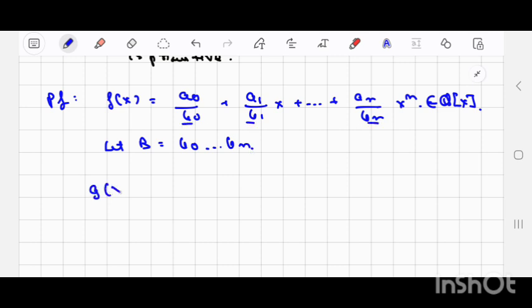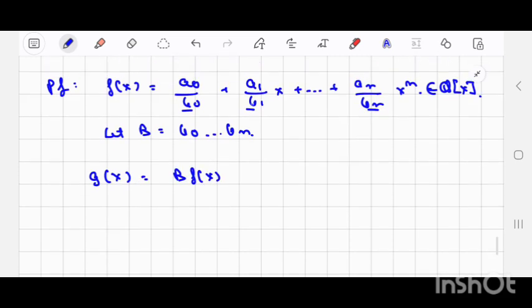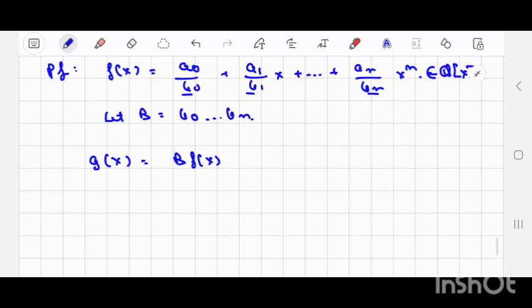Now if I take g(x) to be b times f of x, then what can we see immediately? That b times f of x actually reduces all these denominators to 1. The numerators be whatever they can be, that's not a matter of concern, but after all this is in Z[x], right? So one part of the proof is done, that is, we are able to take a polynomial from the rationals and project it into a polynomial in the integers.